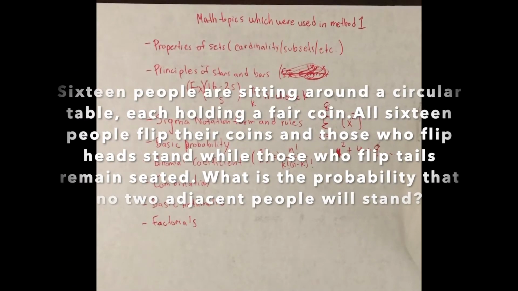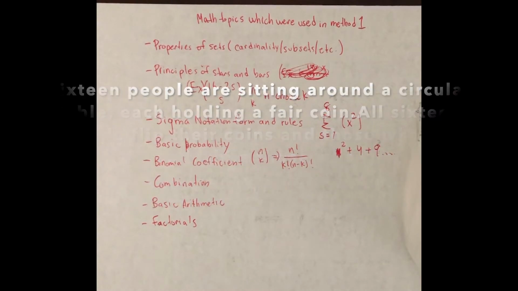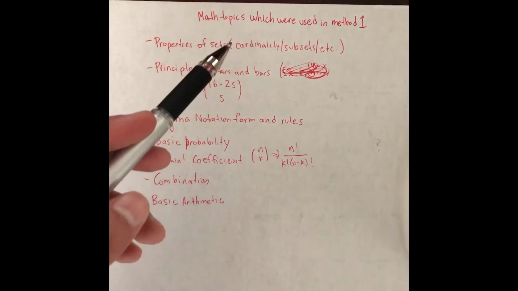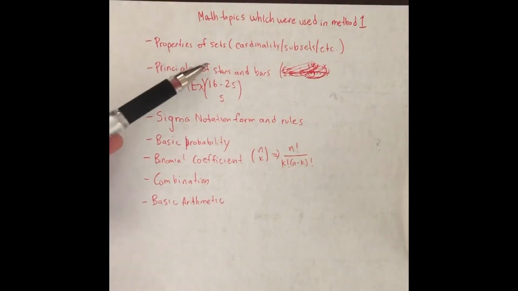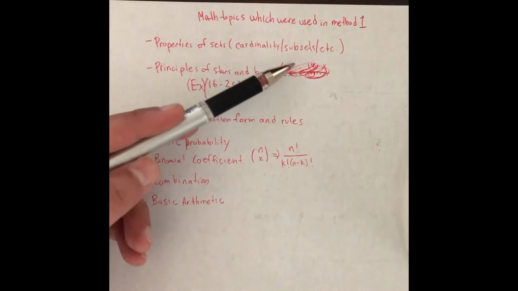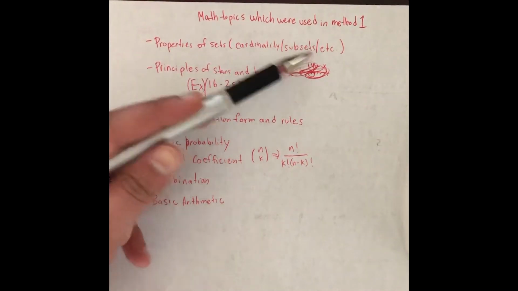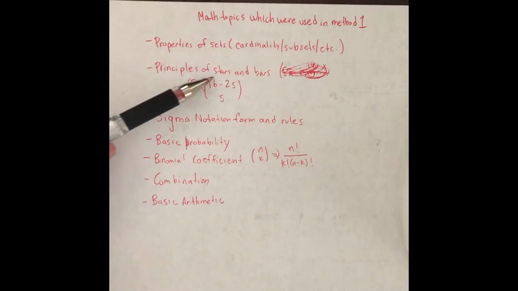So let's go ahead and get started with our first method to solve this problem. To start off, let's go over the math topics which we're going to use in the first method. So we have properties of sets, such as cardinality, subsets, definitions of sets, and etc. We have principles of stars and bars.